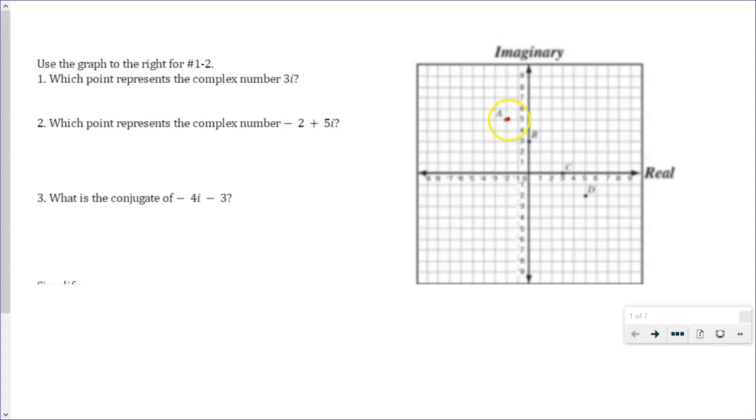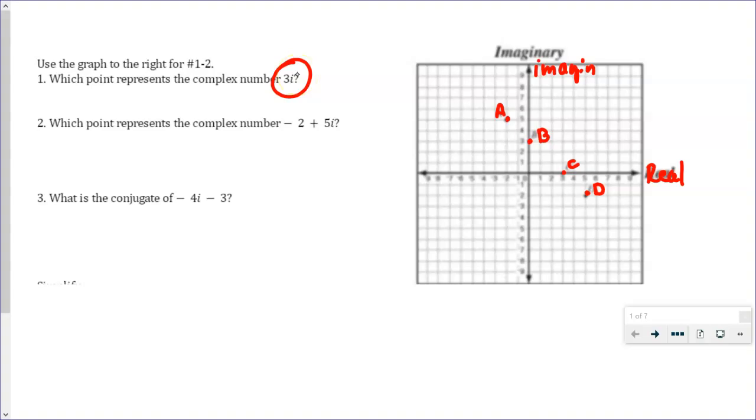This is hard to see, but this is point A here. This is point B here. This is point C here. And this is point D. Okay. So 3i, again, remember y-axis represents imaginary. And this is real. Okay. So that means which point represents the complex number 3i.